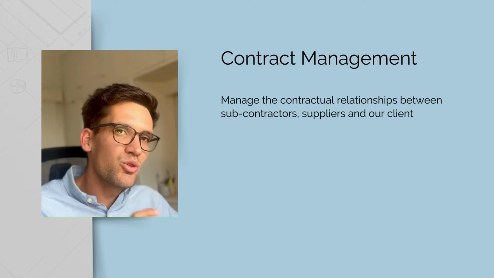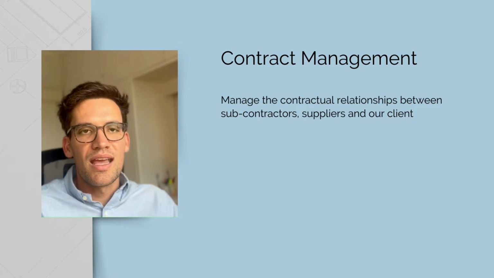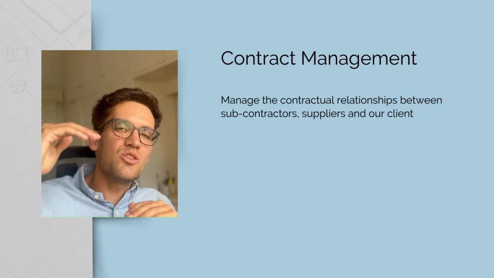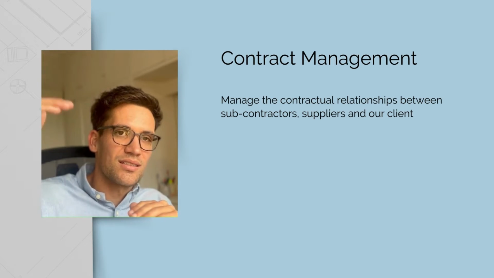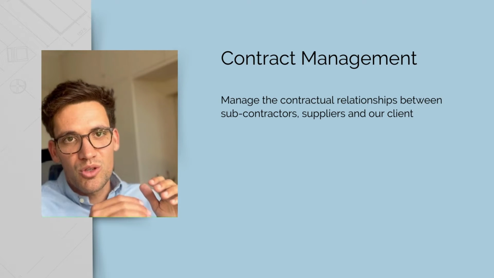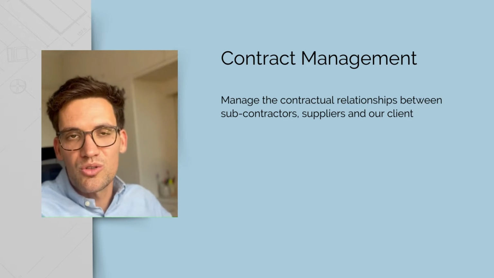Contract management. This is the set of skills, tools, and processes we use to manage all of the contractual relationships on the project. There's really two groups of contractual relationships. As the general contractor, we have a contract with our client. This is referred to as the head contract. Then, we've got all of the contracts with our supply chain or subcontractors. These are referred to as subcontracts.